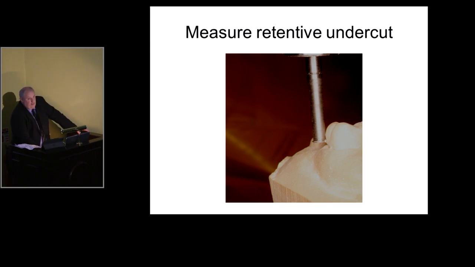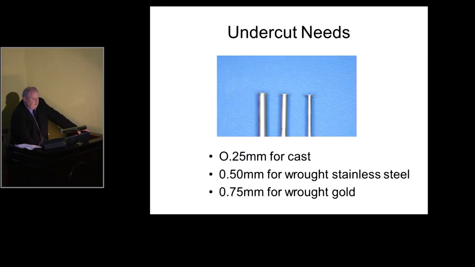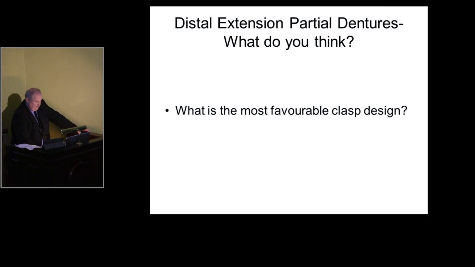We must have the correct undercut. There are different amounts of undercut for different types of clasp. A cast clasp, 0.25 millimeters, wrought clasp, 0.5, and wrought gold, 0.75. That's important to analyze. How would you know what undercut you have? Through the use of your surveyor. Distal extension partial dentures. Special category of partial dentures. You've got that from what I've been describing.